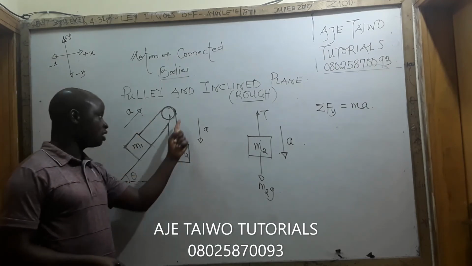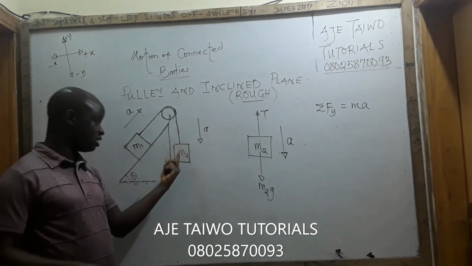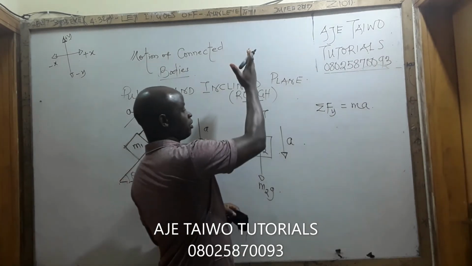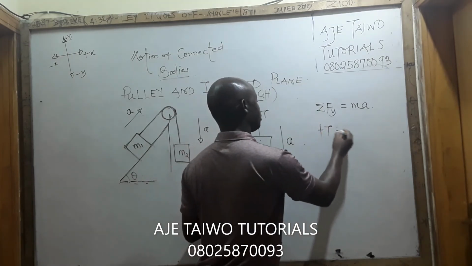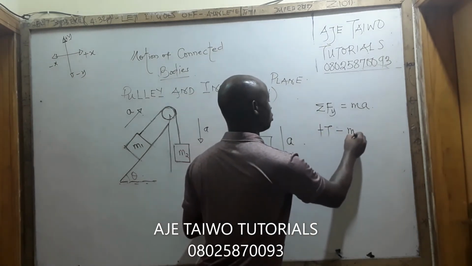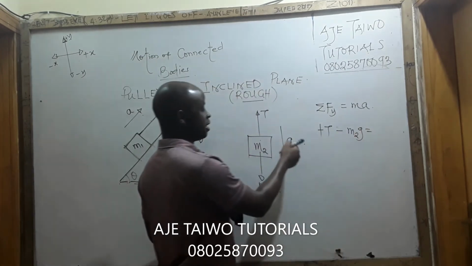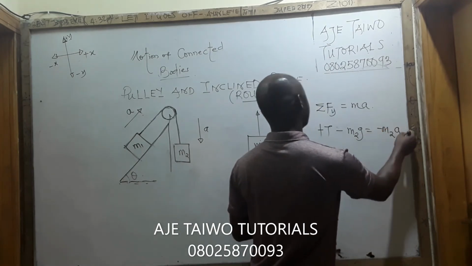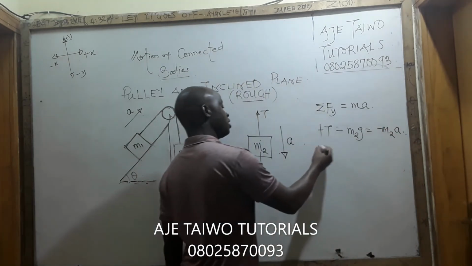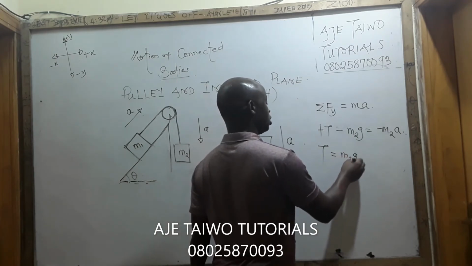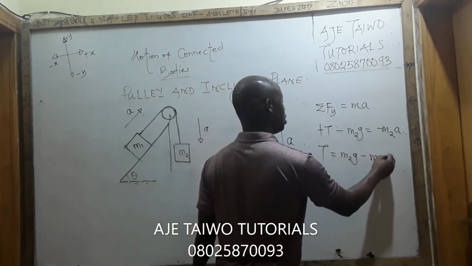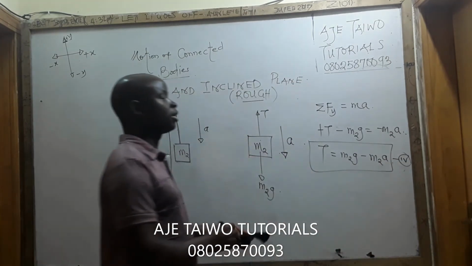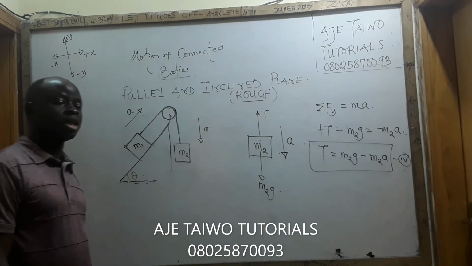Also this one. This is coming down like this. So it's equals to Ma because this guy is moving down truly. T is positive Y, so it's plus T, minus M2G because it's down, equals to Ma. Is it plus Ma or minus Ma? It should be minus M2A. Of course. So you can say that T equals M2G minus M2A. Alright, so we hold it there and we'll do examples.